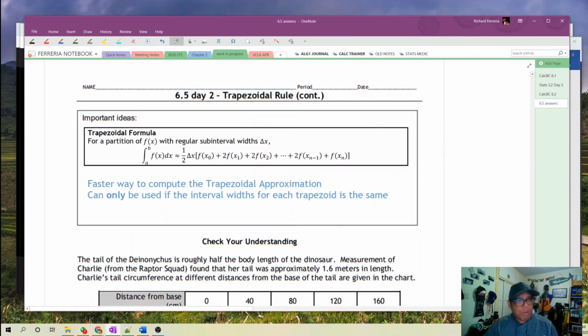Okay, here's some important ideas. Naturally, the important idea here would be that trapezoidal formula. And like I've been emphasizing, it's a faster way to do the trapezoidal approximation, but it can only be used if the interval widths for each trapezoid are the same.